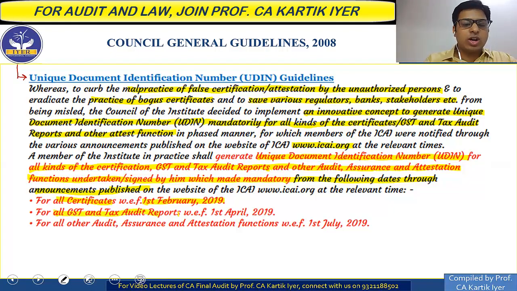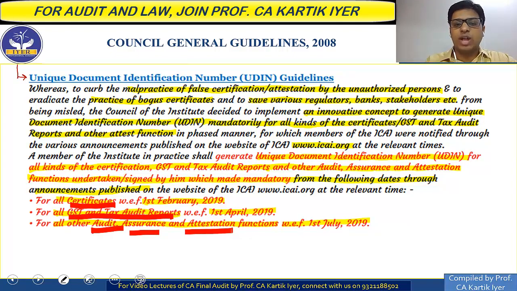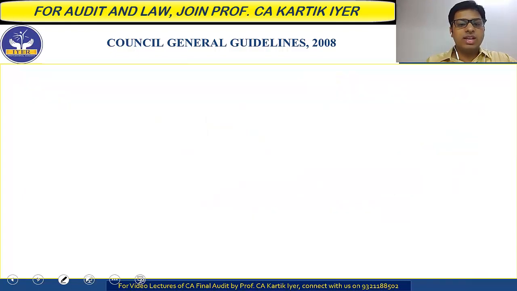All GST and tax audit reports, they have given the date of 1st April 2019, that is again implemented now. And finally, for all audit assurance attestation functions, with effect from 1st July 2019. So basically from 1st July 2019, all certificates, all GST tax audit reports, all audit assurance attestation function assignments, all the documentation pertaining to that will have a UDIN, that is unique document identification number. Very, very important. Simple, easy.